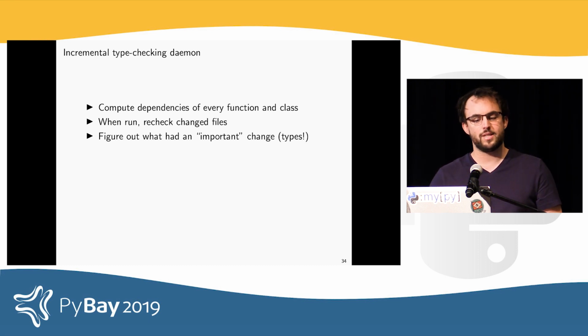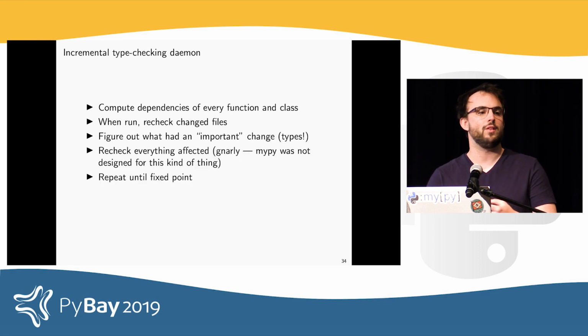When it rechecks it, it figures out what has a change that was important. And important basically just means that the type of something changed. If you just change the body of a function, that's fine. Once that's done, you find everything affected by these changes, and you recheck just those functions. This turns out to be some pretty gnarly code because mypy was really deeply not designed to do this sort of thing. It was very much designed to be a run once thing. And so updating everything is hairy but works. And then you repeat this until you reach a fixed point.